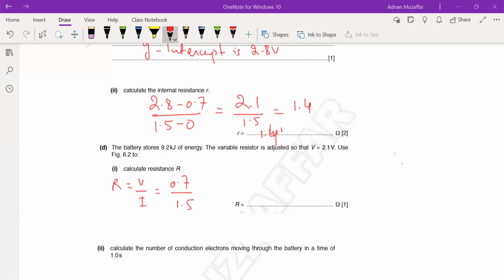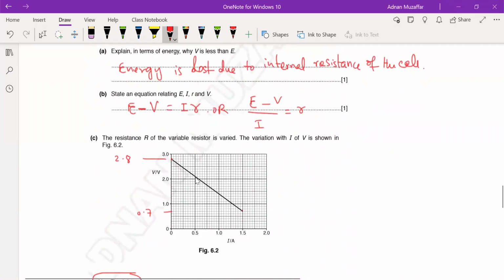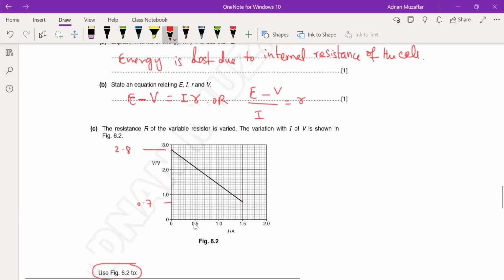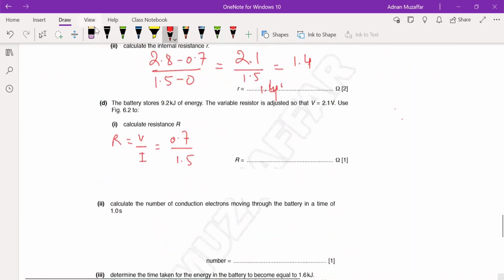2.1 पे देखनी पड़ेगी क्या है इसकी वोल्टेज। Can someone see from the graph? 2.1 is here somewhere, and 2.1 is, yes, 0.5. So 2.1 divided by 0.5 is 4.2. Yes, this value is correct.